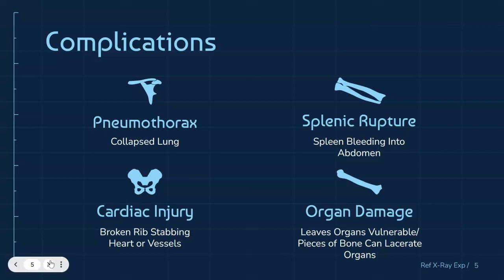Overall, the ribs protect the heart, lungs, spleen, liver, and kidneys, among others. A rib injury leaves them vulnerable to injury, as well as increasing the possibility of a piece of bone lacerating any one of the organs.